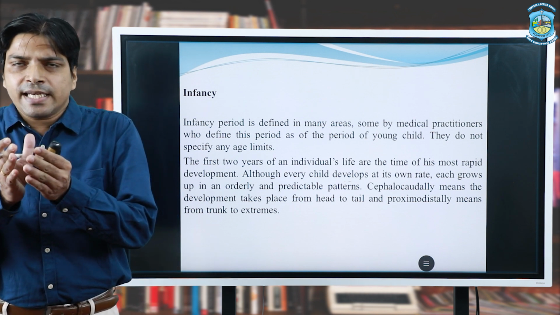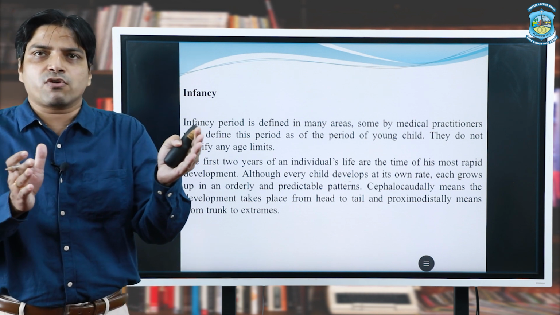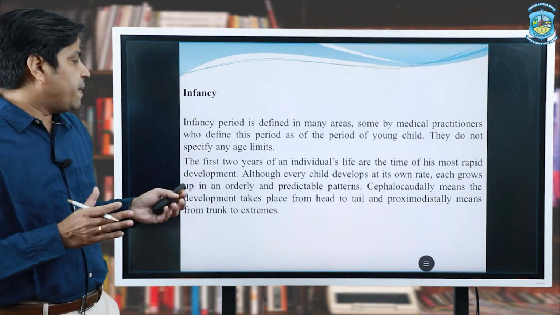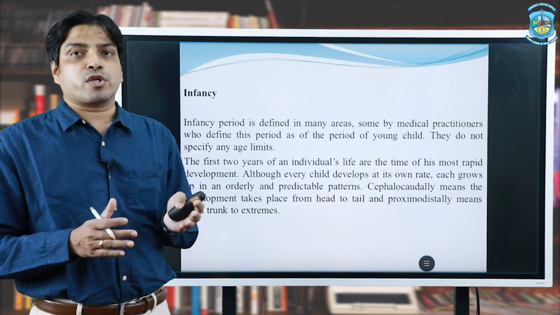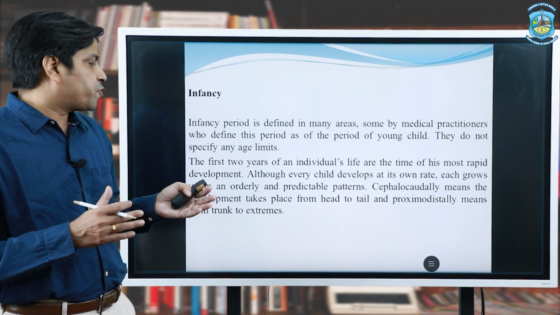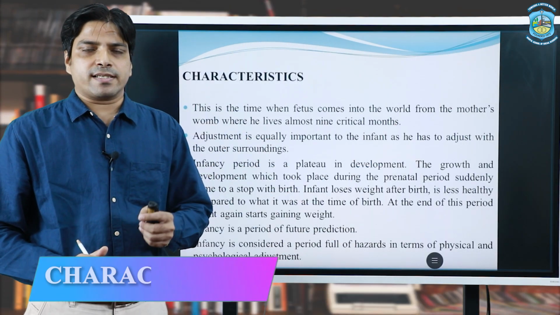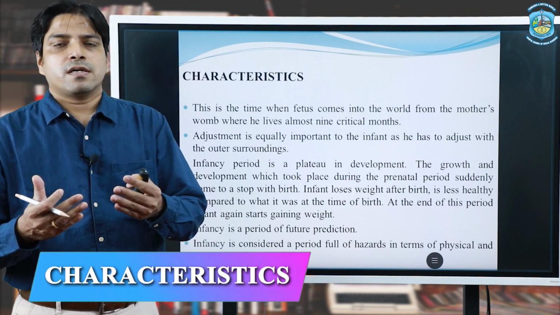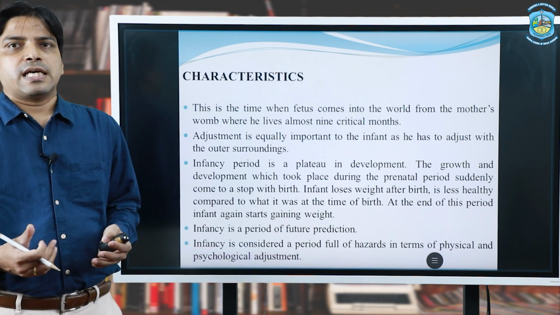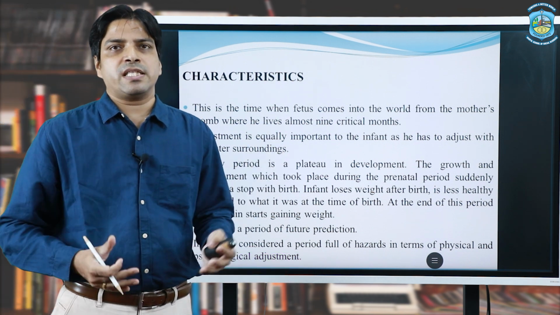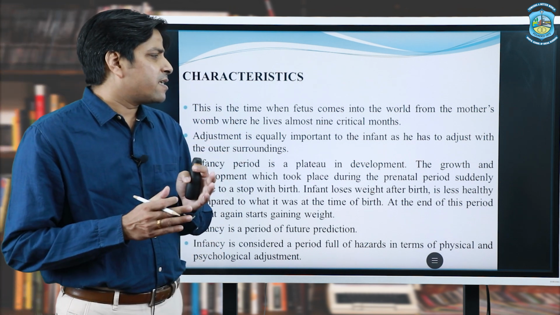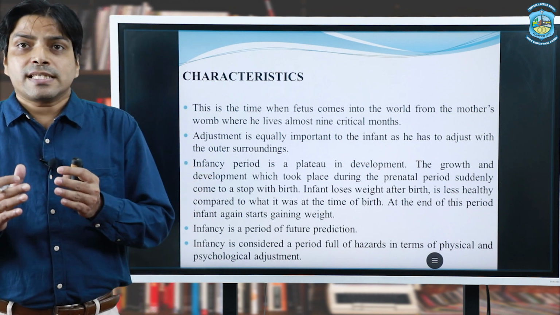And we find that they follow two kinds of development. One is called cephalocaudal, another is called proximodistal. In cephalocaudal development, it takes place from head to tail, and in proximodistal, it starts from the trunk to both extremes. Now comes the characteristics of infants. It is the first time when the infant comes out from the womb of the mother. He or she has already spent 9 months in the womb of the mother, and that's why he has to adjust to the outer surroundings.